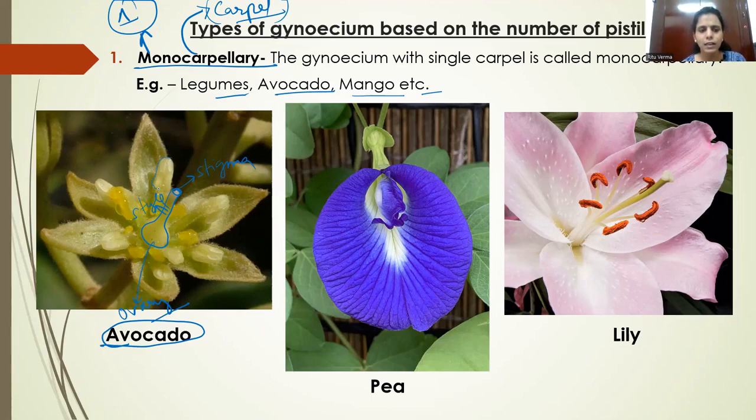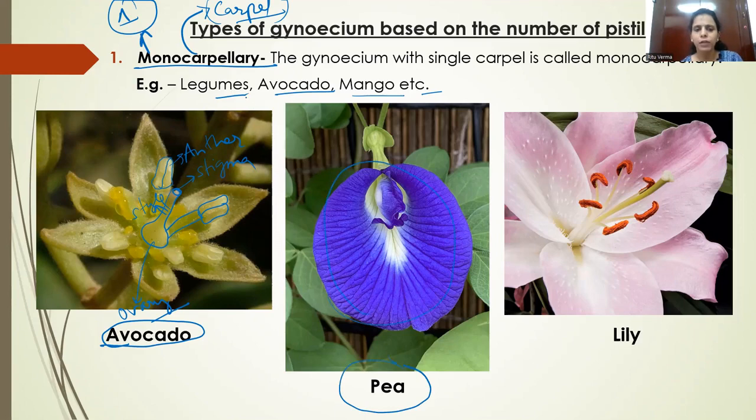And surrounding this pistil you can make out there are anthers and filaments. You can see clearly, this one is a bilobed anther, and below this you have this long stalk which is the filament. And again you can make out a bilobed anther, and the long stalk present here is the filament. So the avocado flower, as it has only one carpel or one pistil in the center, is an example of monocarpellary gynoecium.